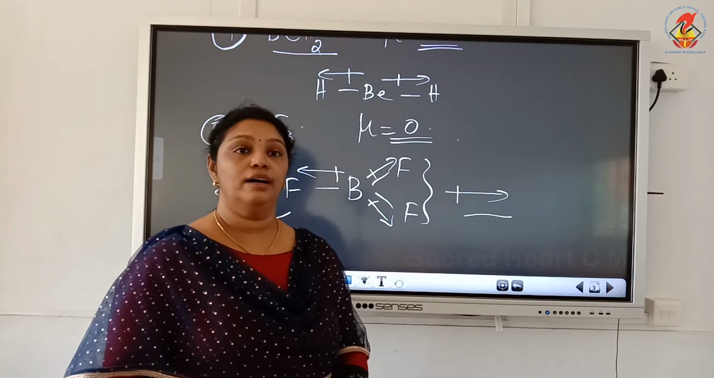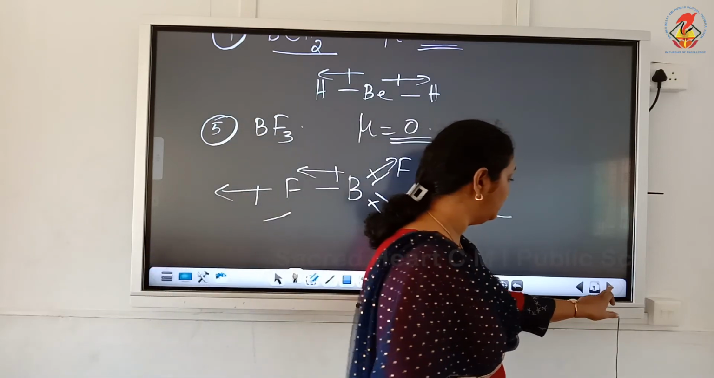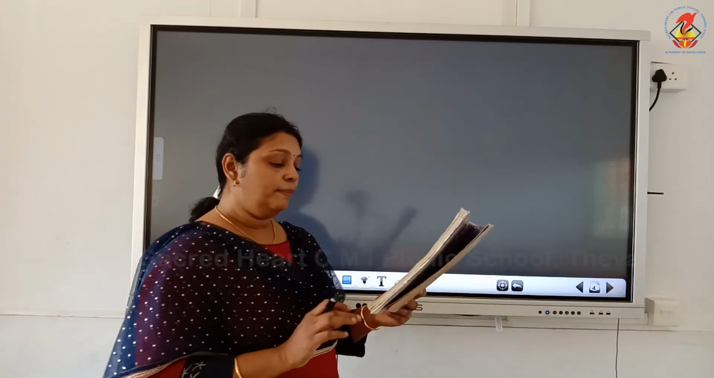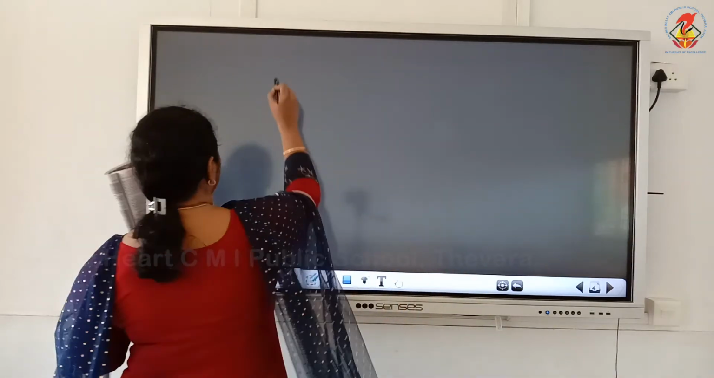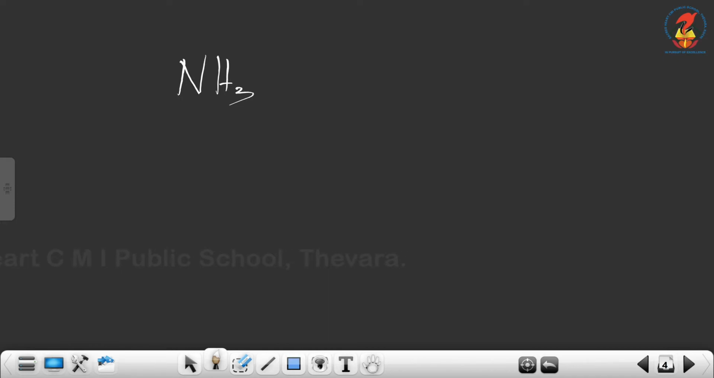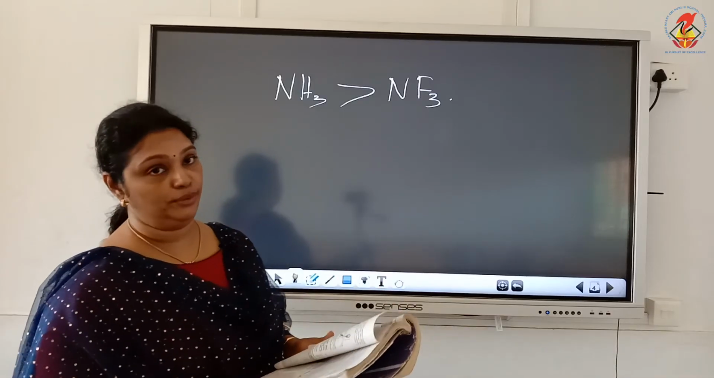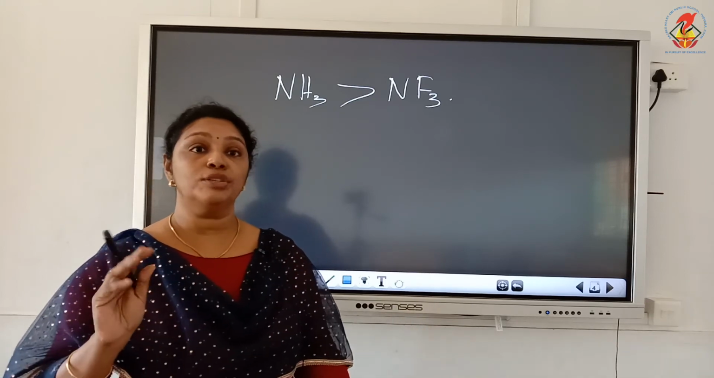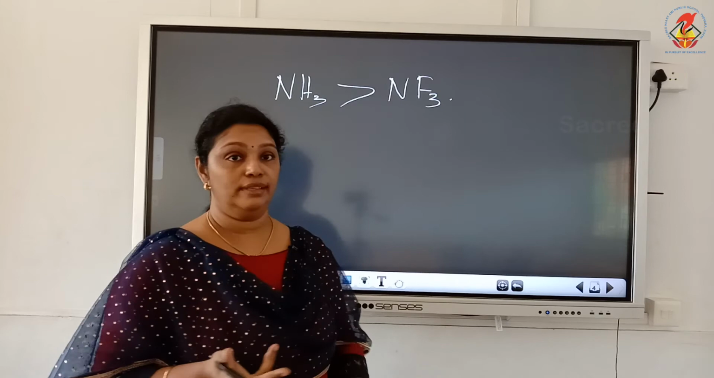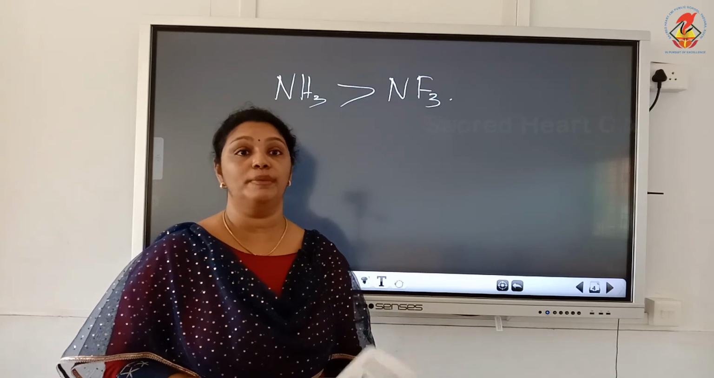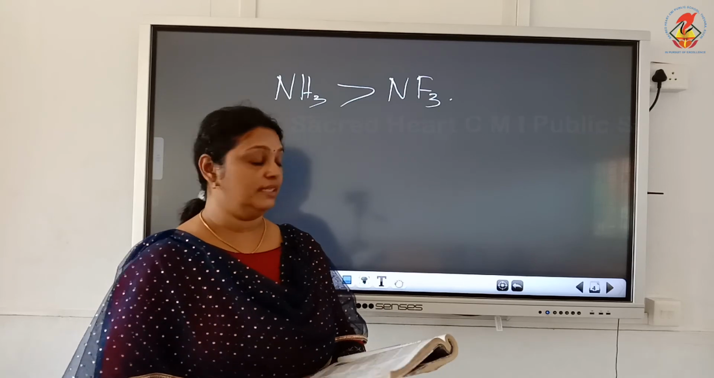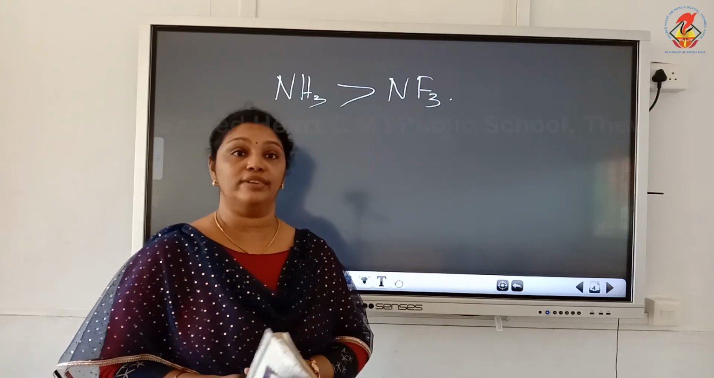Now next we have a very important question, that is, the dipole moment value of NH3, ammonia, is greater than the dipole moment value of NF3, nitrogen trifluoride. Now I told you, if the electronegativity difference is more, then in that case the dipole moment value should be high. But here it is just the opposite. It is said that the dipole moment value of ammonia is greater than NF3.